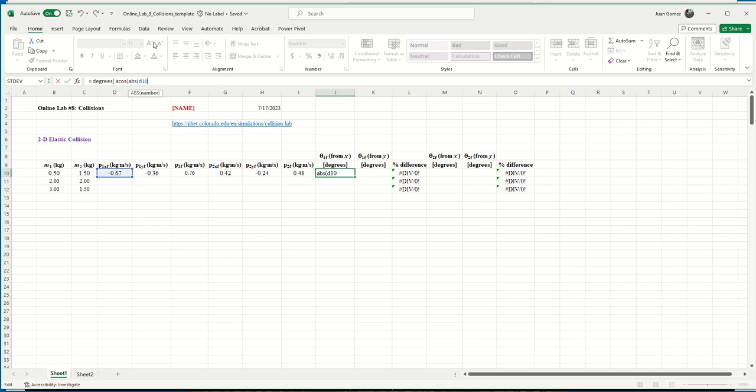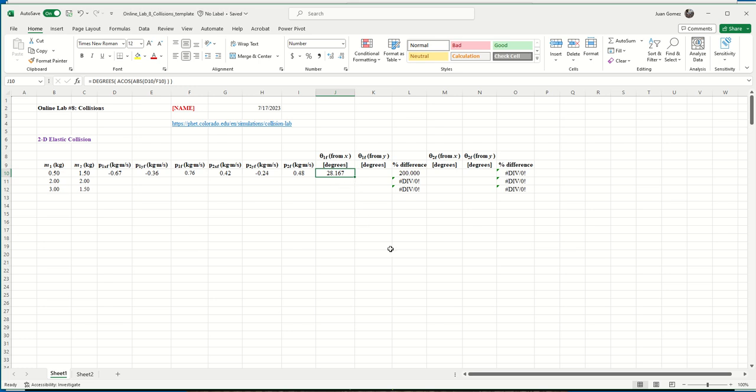Notice D10 is highlighted. Then divided by P1F, which is F10. So it's going to be abs D10 over F10. See, F10 is highlighted. Close the parentheses for the abs, then close the parentheses for the inverse cosine, then close the parentheses for degrees. Then hit check. And notice I got 28.1, and I already set the decimals to be 3.